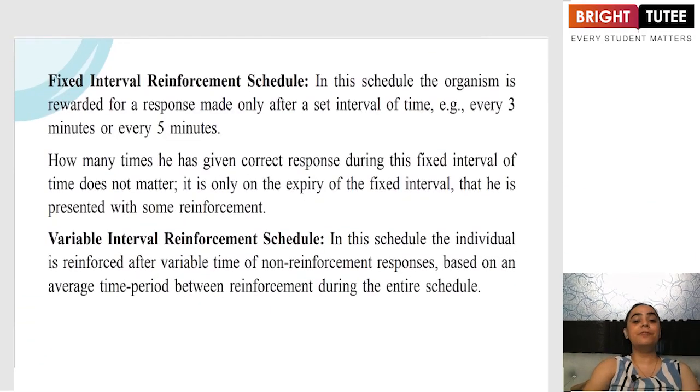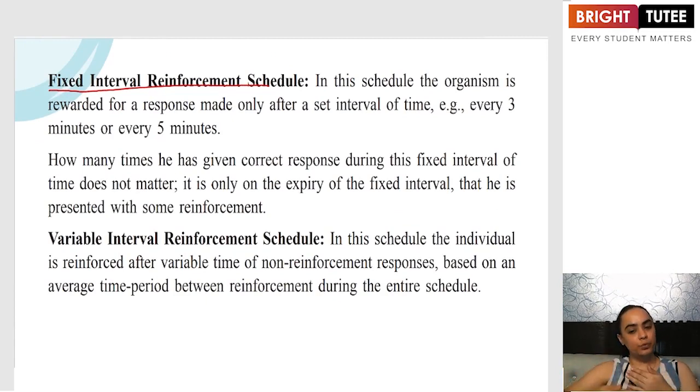Then we have the fixed interval reinforcement schedule. As the name suggests, the interval at which the reinforcement technique will be followed is fixed. Let's say every 3 days, every 5 minutes, every one class. So these are the fixed interval reinforcement schedules.